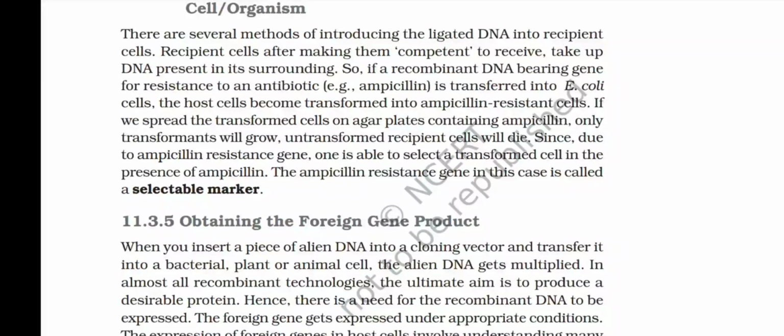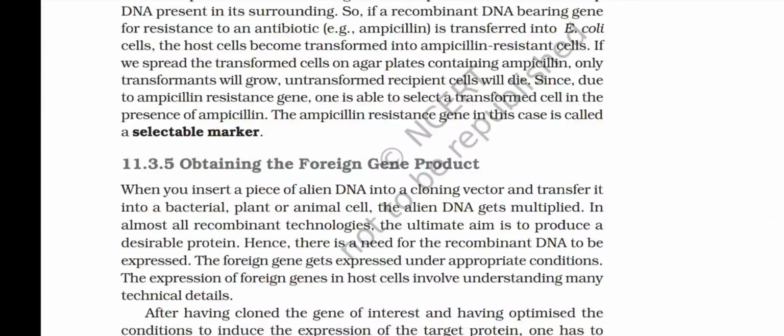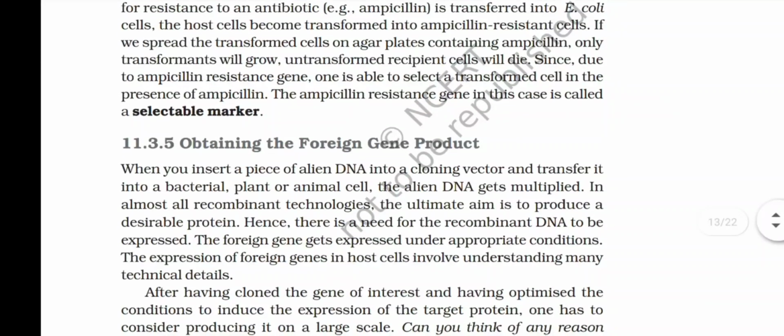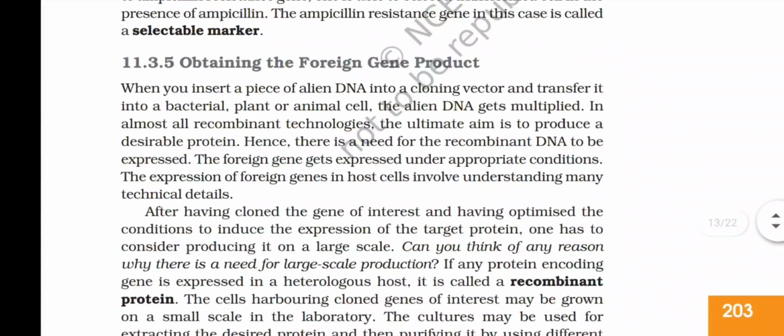ampicillin, is transferred into E. coli cells, the host cells will become transformed into ampicillin resistant cells. If you spread the transformed cells on agar plates containing ampicillin, only transformants will grow and untransformed recipient cells will die. Since due to the presence of ampicillin, the ampicillin resistance gene is called a selectable marker.